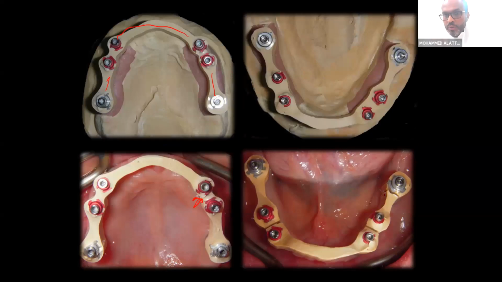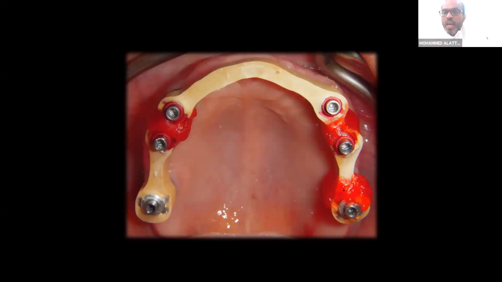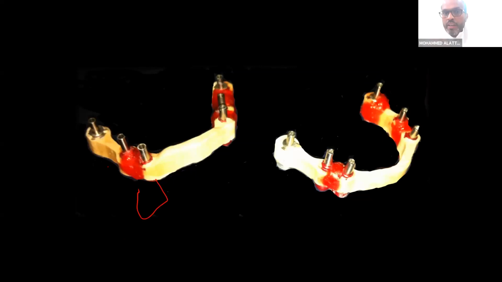But what can we do now? We can connect this crack with the duralay or the bicomposite, take the impression or the pickup impression, and send it to the laboratory to fabricate. What we did was a connection with the duralay, and we took the impression and sent it back to the laboratory to do the new cast depending on the relation that we have. This is now the real relation that the patient has. And this is the occlusal view for the impressions.